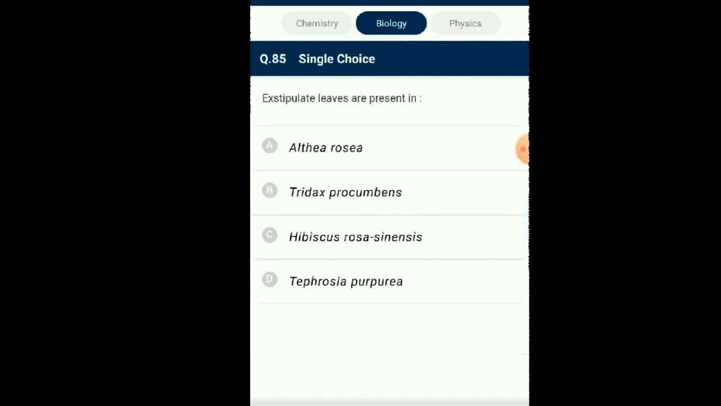Question number 85. Exstipulate leaves are present in Tridax procumbens. It belongs to the family Asteraceae. A leaf without stipule is called an exstipulate leaf. Examples include Solanaceae, Liliaceae, etc. The answer is option B, Tridax procumbens.